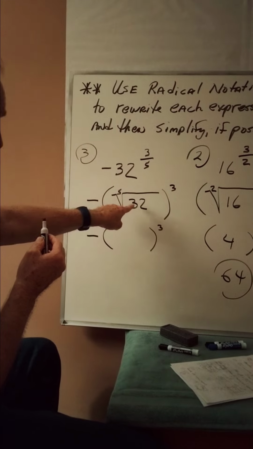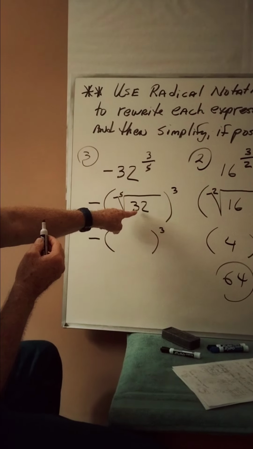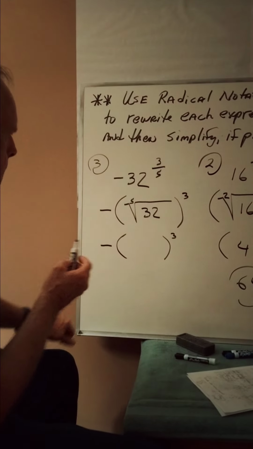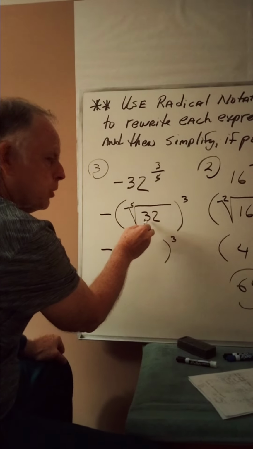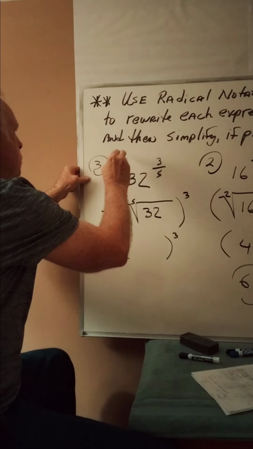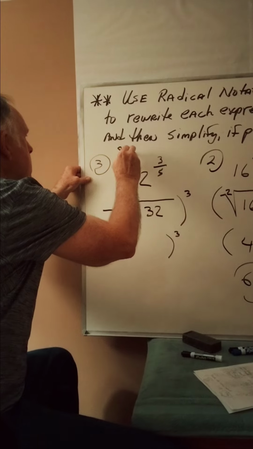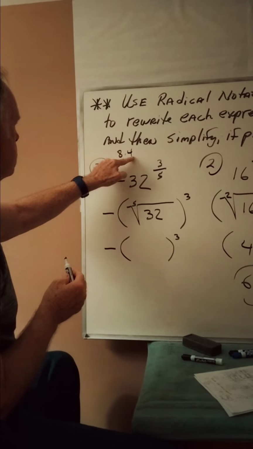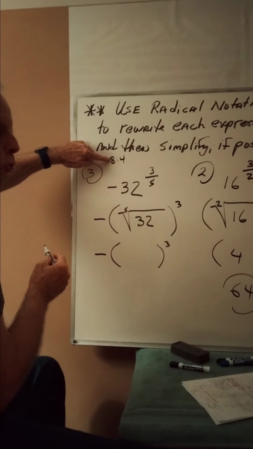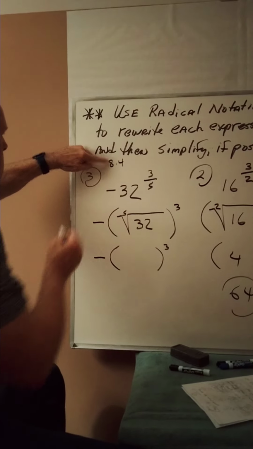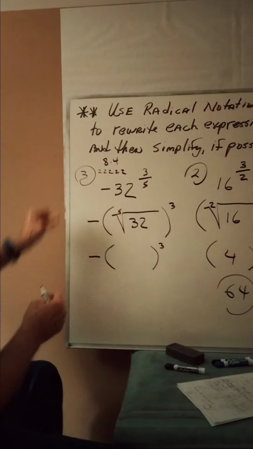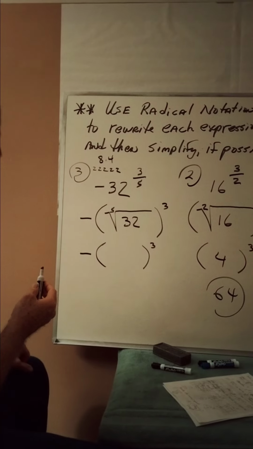Those of you that know that the 5th root of 32 is 2, you stick that 2 right in there. But if you have to prime factor 32, if we prime factored 32, 8 times 4 gives 32. If we were to prime factor 8, that'd be 2, 2, 2. And 4 would be 2, 2. 32 is 2 to the 5th.